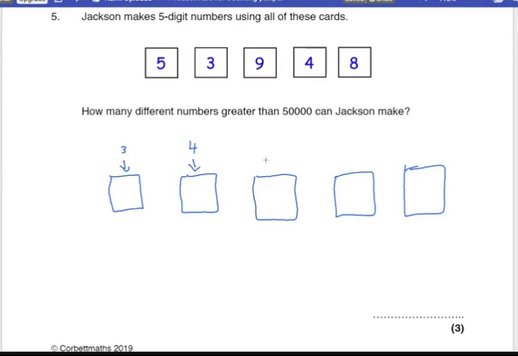And then for the next one, 3. Yep. Next one. 2. Yep. The next one. 1. Yep. Good. So we just multiply this together. And that looks like it's going to be 72.